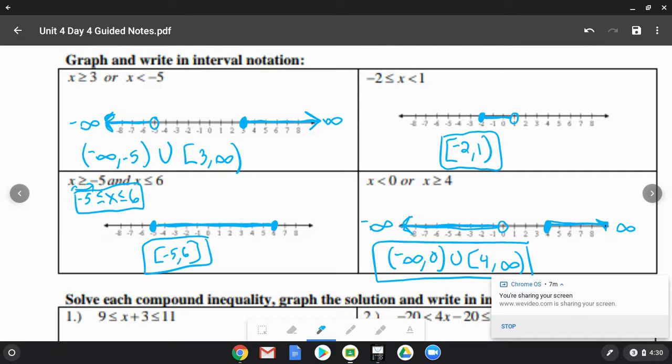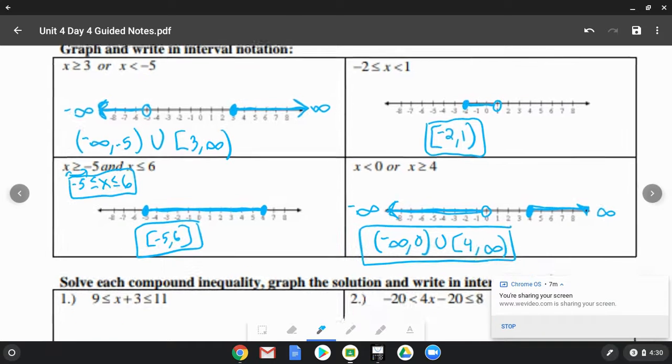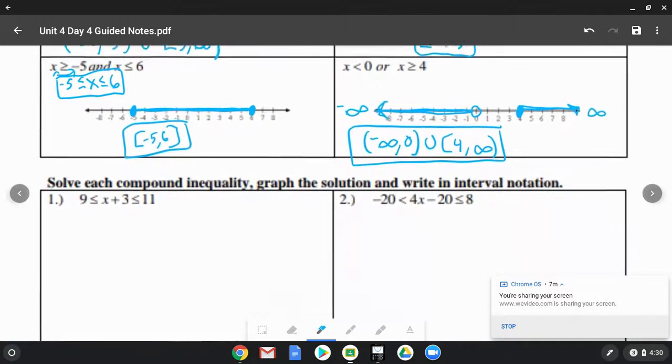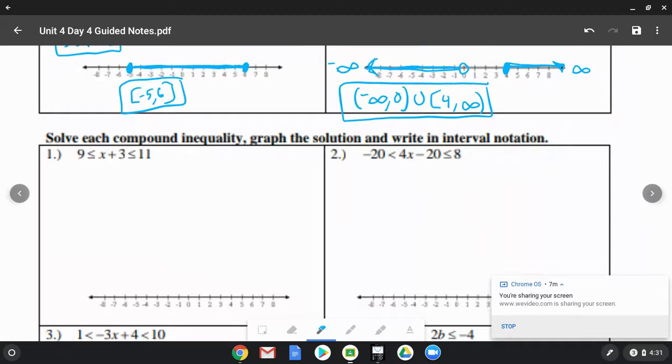So then the rest of these are solving for x. Okay, so down below, we're going to get to this point that we just did. So we have to do another step or two, and then we're going to graph and write in interval notation. So now for number 1, to get x by itself, we would have to subtract 3. And when we subtract 3, we subtract it from all 3 sides. So we have 6 is less than or equal to x, which is less than or equal to 8.